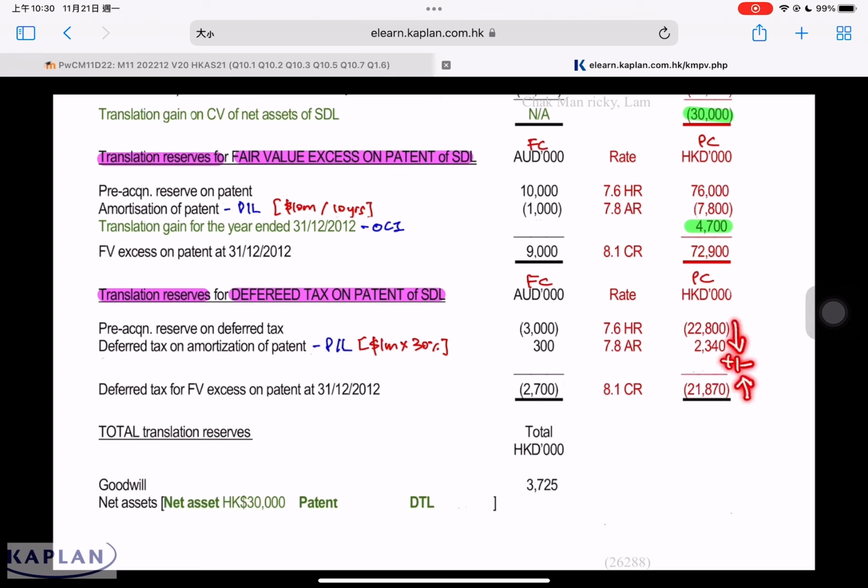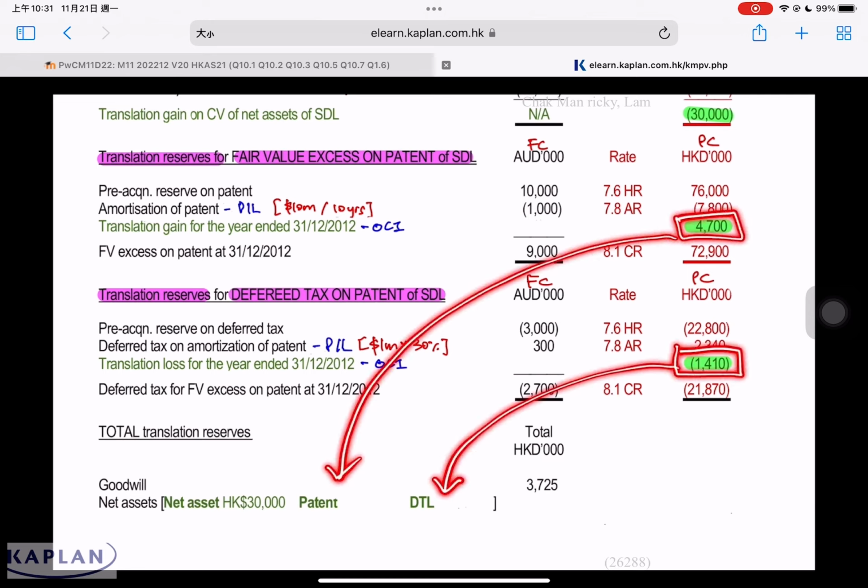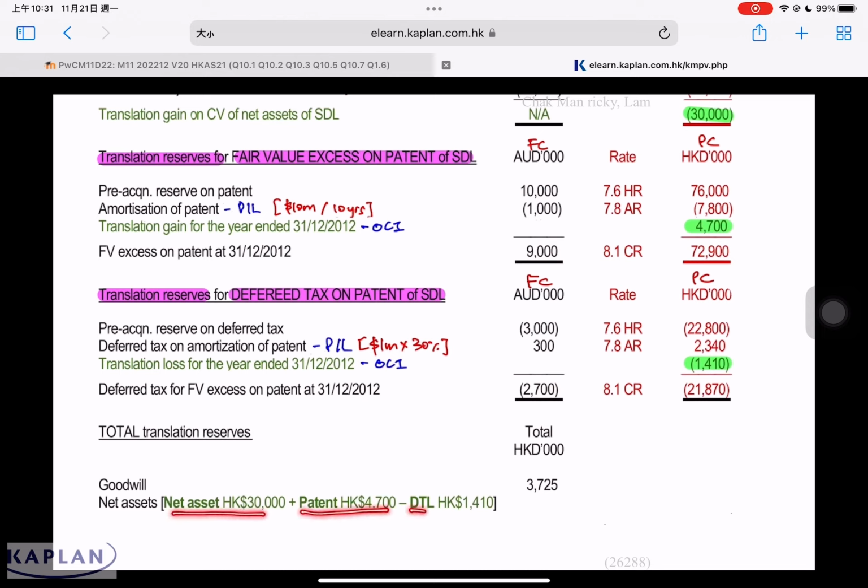Now we have to calculate the balancing figure. 22,800 minus 2340 minus 21,870. There's a difference of 1,410. Liability is higher. This is considered a translation loss. This translation loss will be recognized in OCI. This is the exchange difference that we need. The translation difference on the assets is equal to 4,007. The translation loss of the deferred tax liability is 1,410. 30,000 plus 4,007 minus 1,410.